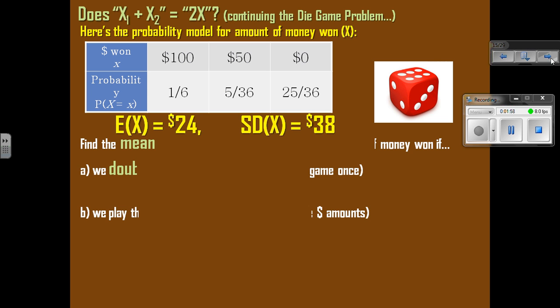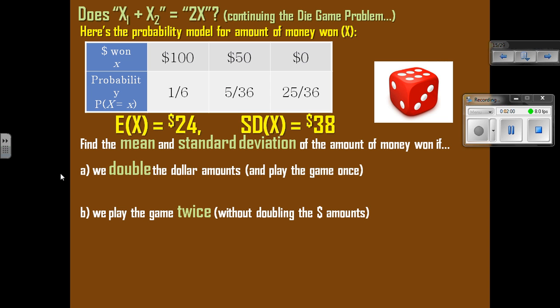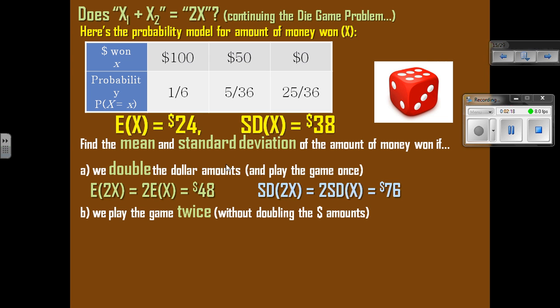Okay, so the next question is kind of an extension of our die game problem. What happens if we double the dollar amounts? So doubling the dollar amounts means instead of 100, I have 200, instead of 50, I have 100, instead of 0, I have 0. And that means that we are doing the expected value of 2x and the standard deviation of 2x. So that's just the scalar rule. 2 times E of x, 2 times 24 is 48. And then 2 times standard deviation of x, 2 times 38 is 76.